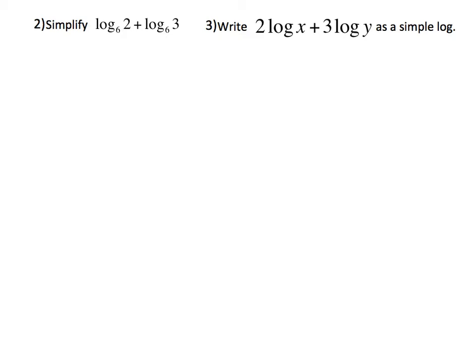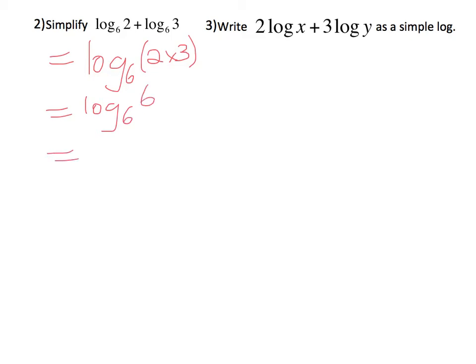All right, simplify log of 2 base 6 plus log of 3 base 6. Now, because they're both base 6, we can use the first log law to say that is equal to the log of 2 times 3 base 6, which means 2 times 3 is 6, so we've got the log of 6 base 6. And you know from one of the special results that 6 to the power of 1 equals 6, so that means log of 6 base 6 equals 1. Log of a base a equals 1.